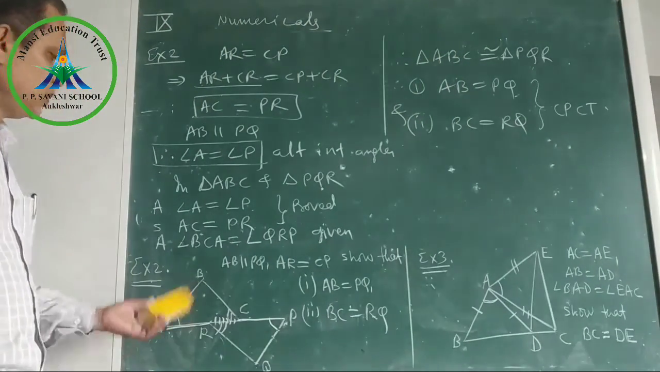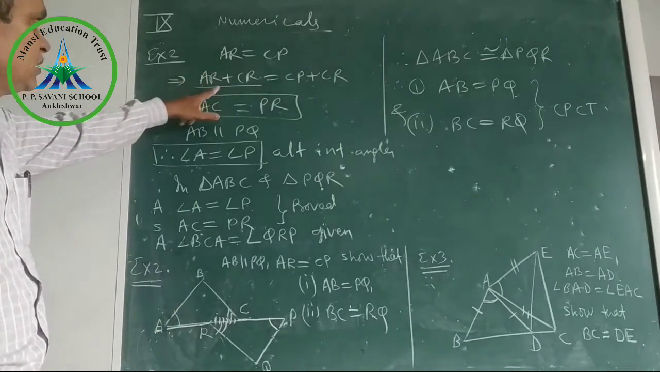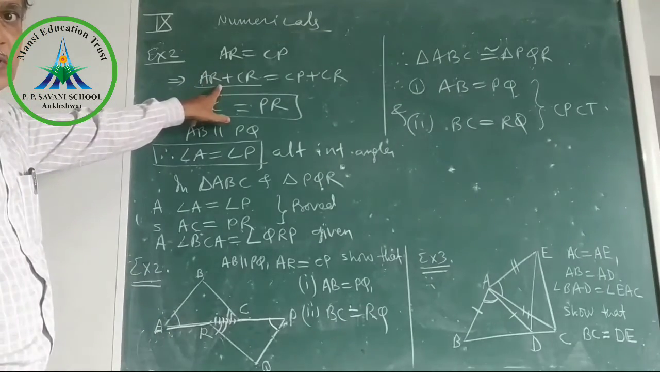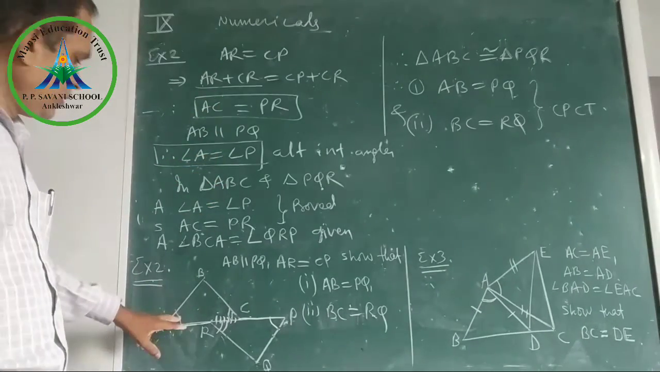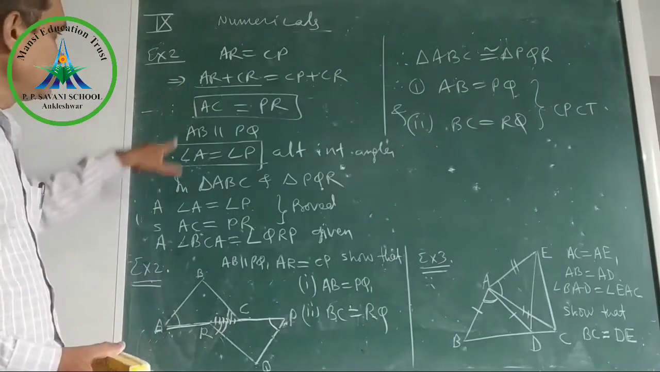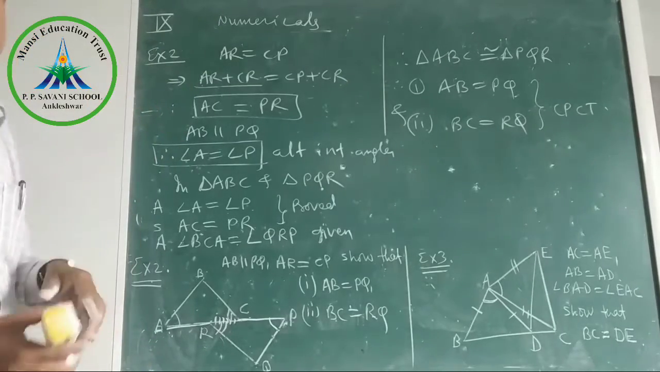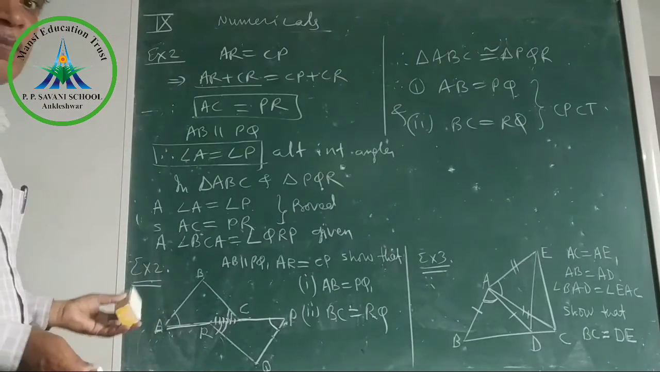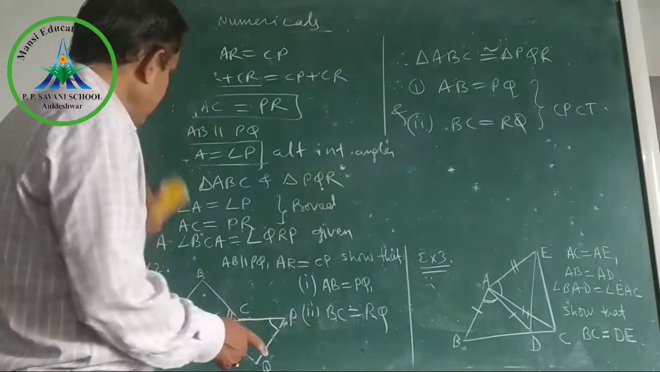See students, very simple here. This was important. If you are given this, addition of equals to equals gives equal wholes. Again, parallel lines, alternate angles. So this rule is becoming visible. Okay. So this is important. If you are able to do this, it means your concept is clear. Your all rules are clear. All methods are very well known to you. Now let us take example 3.